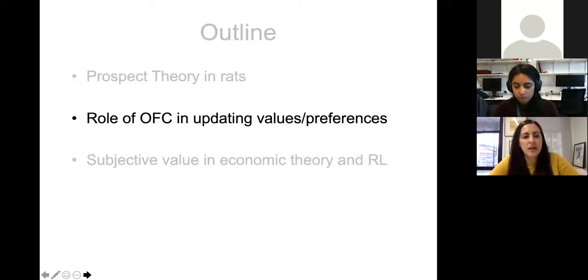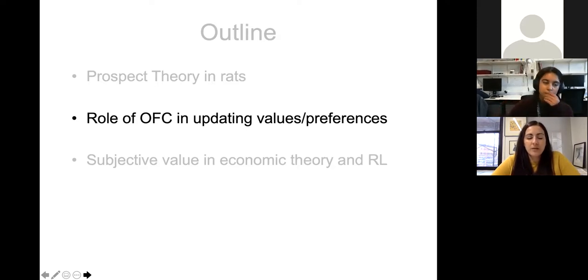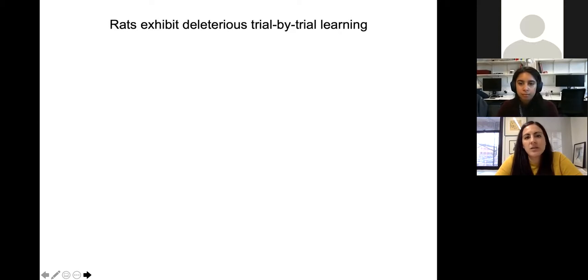Okay, now I want to switch gears and talk about the neuroscience. We specifically focused on the orbitofrontal cortex, both because it's been implicated in economic value or value-based decision-making, and also because of the trial-by-trial effects that I'm going to talk about a little bit more. It's also been implicated in updating values from experience. I briefly mentioned the win stay lose switch bias. The rats exhibited multiple types of deleterious trial-by-trial learning. I say deleterious because in this task, the outcome on each trial was independent.